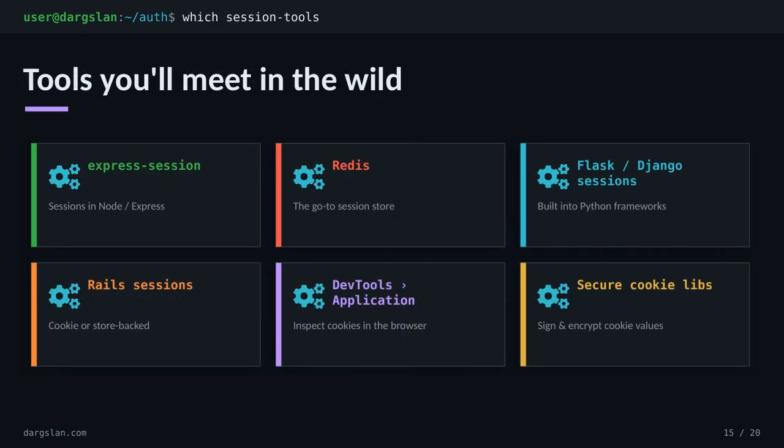Now, let's put names to all of this, like the tools you'll actually run into out there. In Node, it's express-session. In Python, Flask and Django ship sessions out of the box. In Ruby, Rails handles it natively with either cookie or store-backed sessions. Redis is the classic backend when you need a shared session store, and there are plenty of libraries dedicated to signing and encrypting cookie values. And don't forget your browser's DevTools. The Application tab is where you'll inspect every cookie a site sets on you.